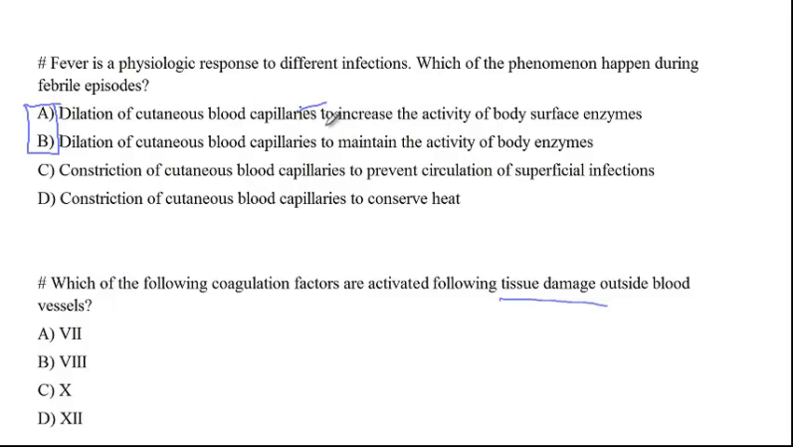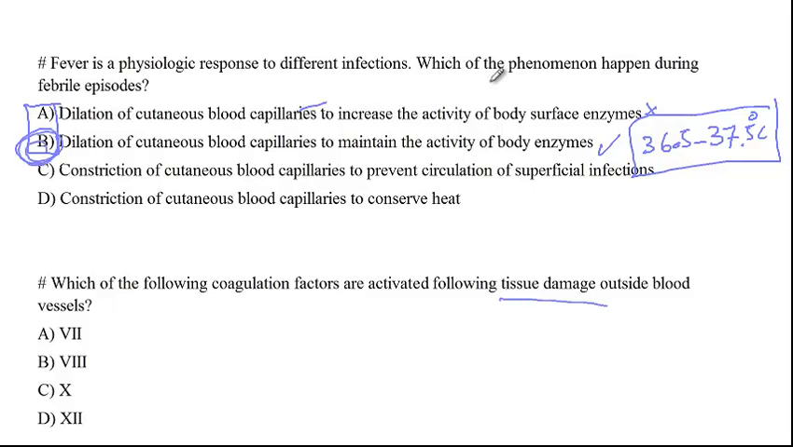So these first two are correct. Now let's see what the rest of them say. First one says to increase the activity of body surface enzymes. Doesn't make sense. To maintain the activity of body enzymes, that's correct. We want to maintain 36.5 to 37.5 degrees C. And so choice B would be the correct answer.